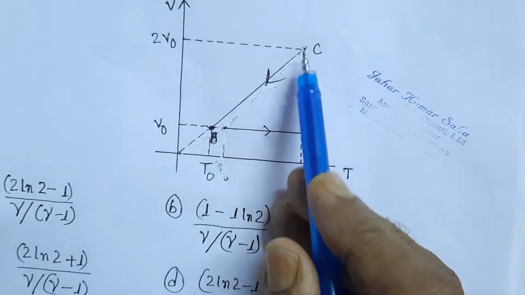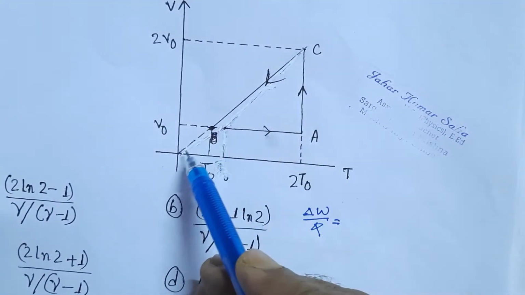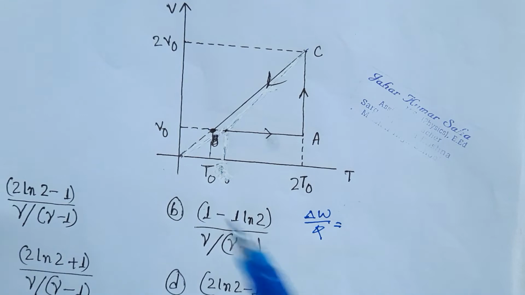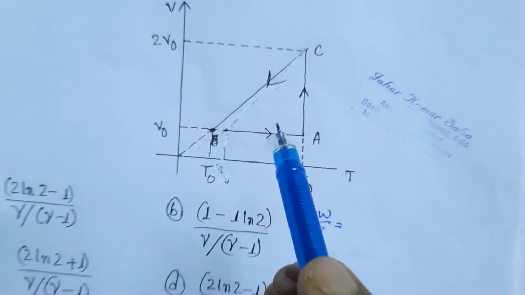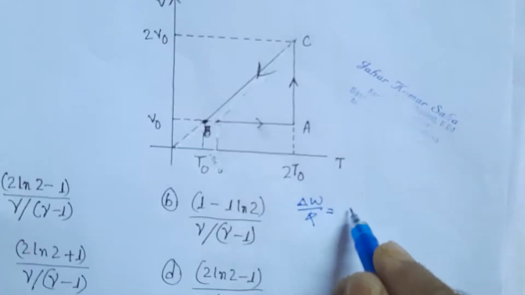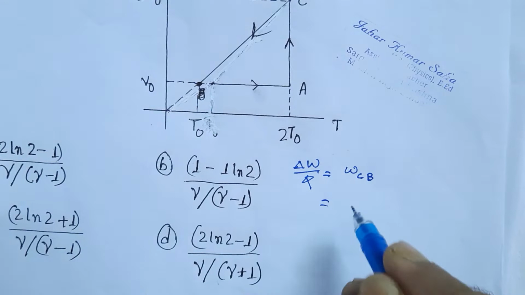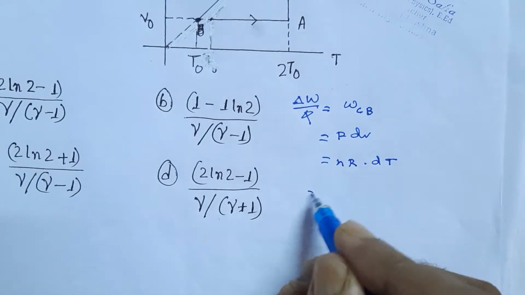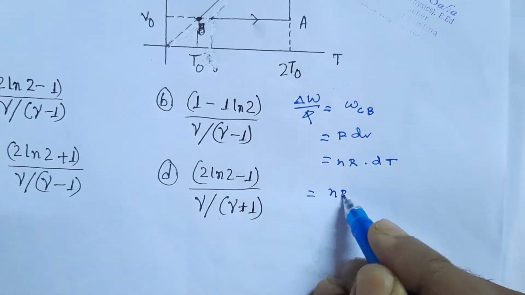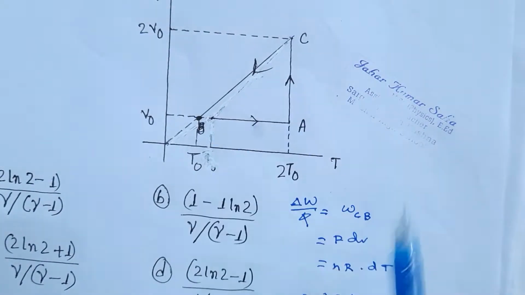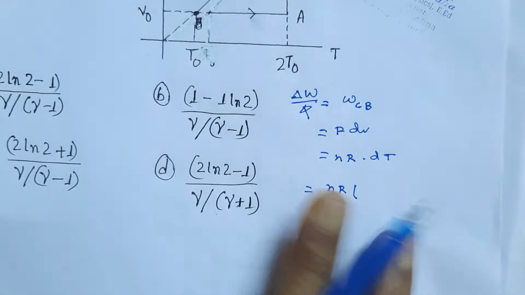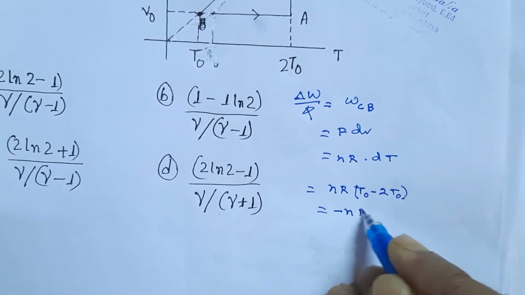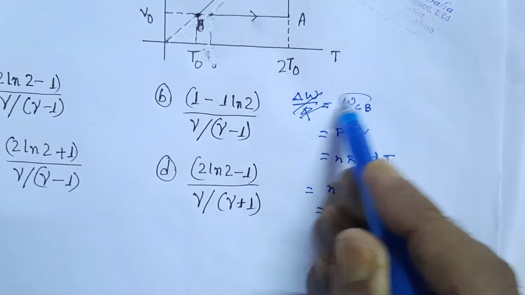Now let us see the processes. In the process CB, we get a straight line which passes through the origin, so the pressure is constant. So the work done in this process, W_CB, equals P dV, which equals nR dT. What is dT? dT is the difference in temperature. Final temperature is T0 and initial temperature is 2T0, so dT is T0 minus 2T0. That is minus nR T0. This is W_CB.